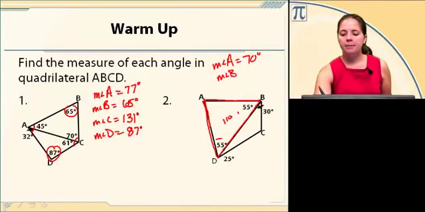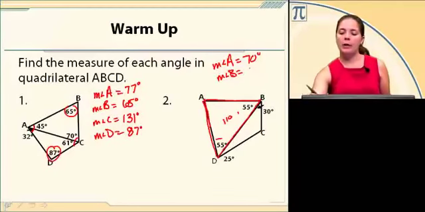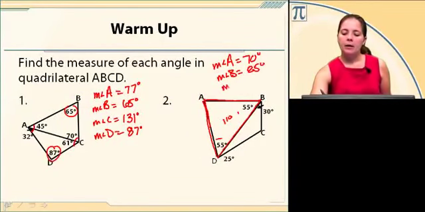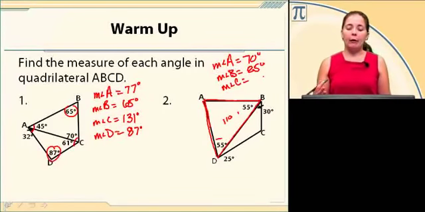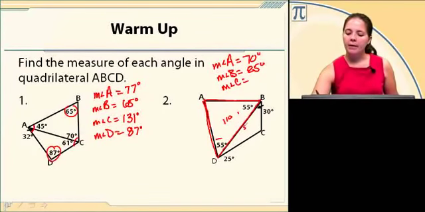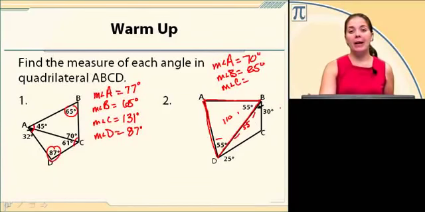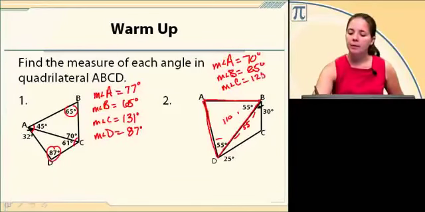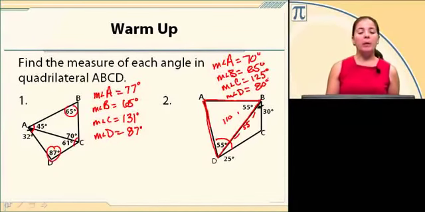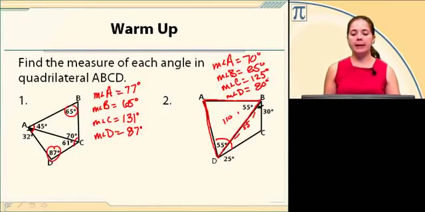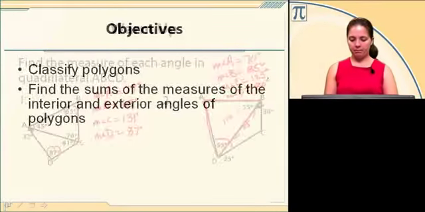Measure of angle B, let's just add 55 and 30, that's 85. Find the measure of angle C, let's do that the same way we did A. We're going to take 30 plus 25, that gives me 55. And if I have 55 and I need 180, 180 minus 55 leaves me with 125. And last but not least, we have the measure of angle D. 55 added with 25 gives me 80 degrees. And so we were able to find the measures of angle A, B, C, D in both of those quadrilaterals.